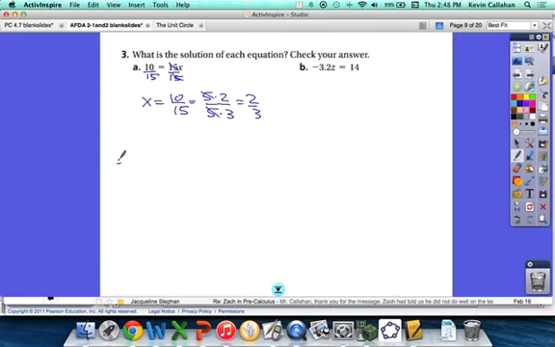And this one, divide by negative 3.2. Divide by negative 3.2. v equals, okay, the negative 3.2s cancel. 14 over.